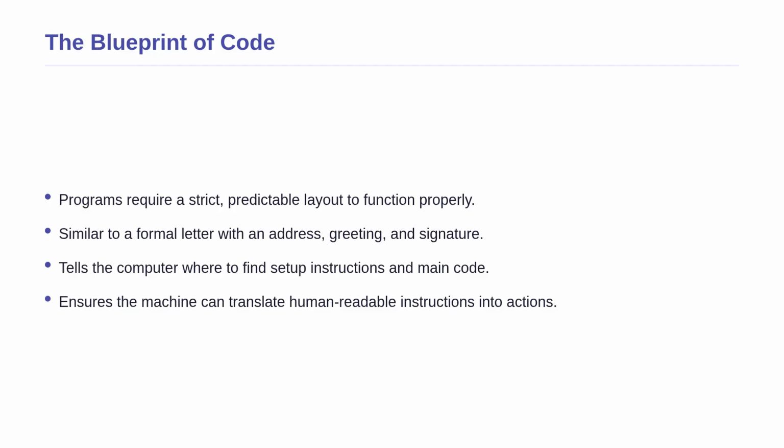Now that we know what we are covering, let us understand why structure matters. Think about writing a formal letter. You have a sender's address at the top, a greeting, the main body, and a signature at the bottom. If you mix these up, the recipient gets confused. Similarly, a C or C++ program has a strict, predictable layout. This structure acts as a universal blueprint. It tells the computer exactly where to find the setup instructions, where the actual program begins, and where it ends. Without this rigid structure, the computer would not know how to read your code.